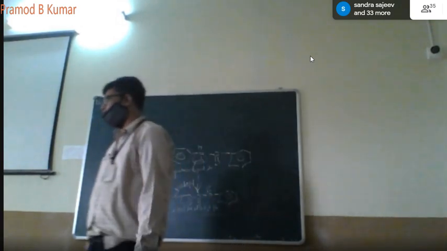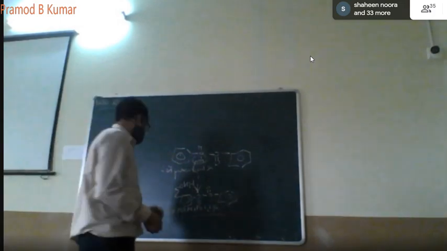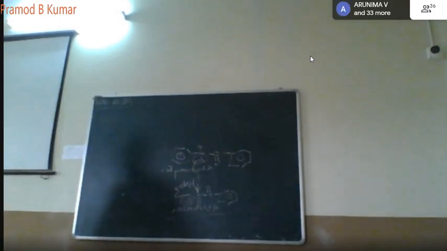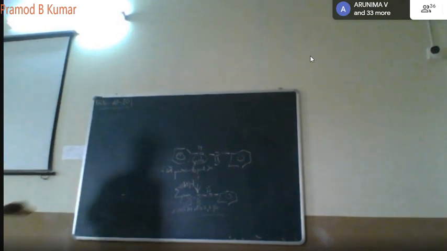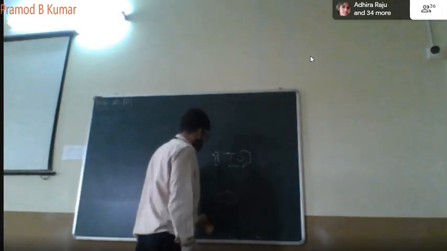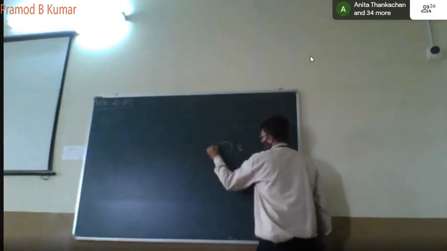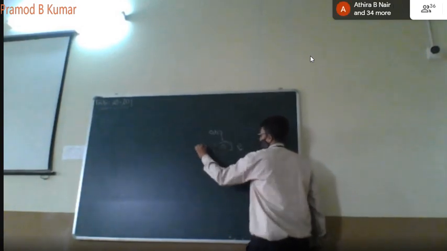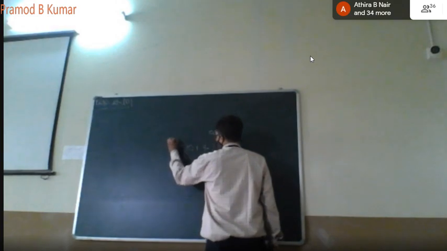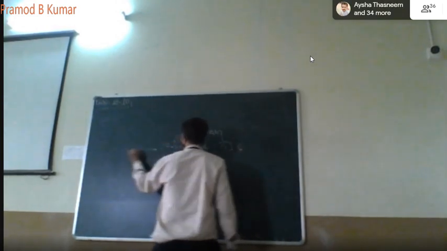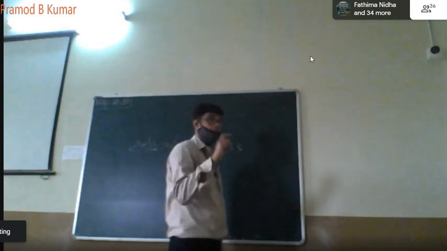The next reaction is synthesis of dibenzalacetone, with the help of 1 mole of acetone and 2 moles of benzaldehyde. So when 2 moles of benzaldehyde react with 1 mole of acetone in presence of dilute NaOH, it undergoes a condensation reaction.